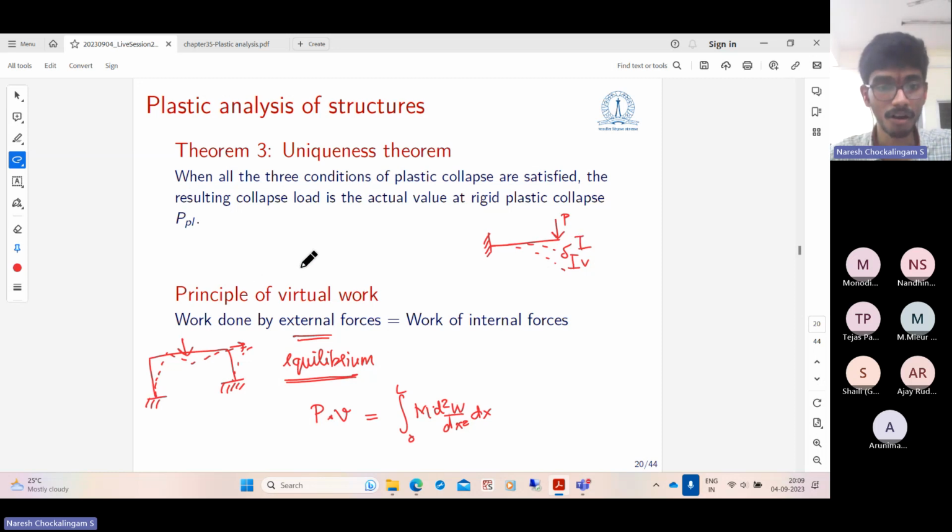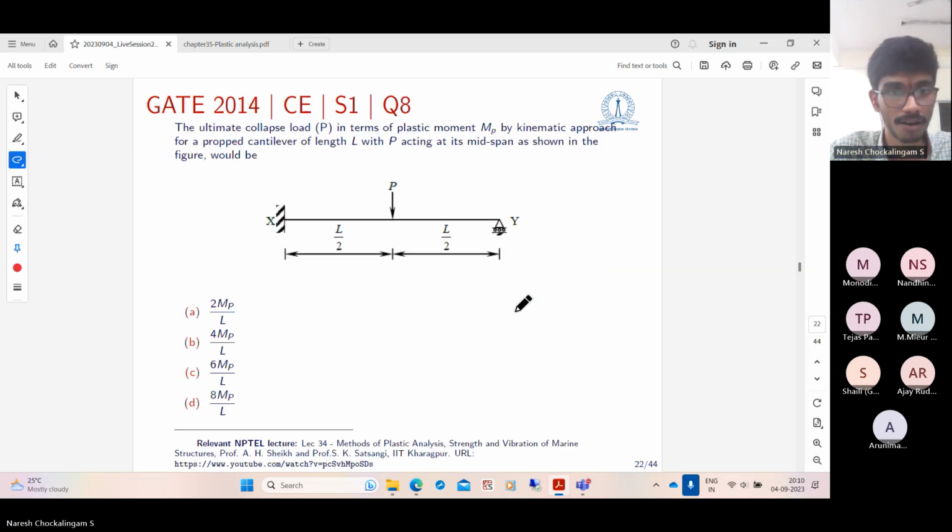Among all possible configurations, the correct system of external forces that obeys equilibrium is that in which the total virtual work done by the external forces is equal to the net virtual work done by the internal forces. So let us get to the problem solving. It will get simpler. Here is a question asked in GATE 2014 set 1. You're given a propped cantilever beam.